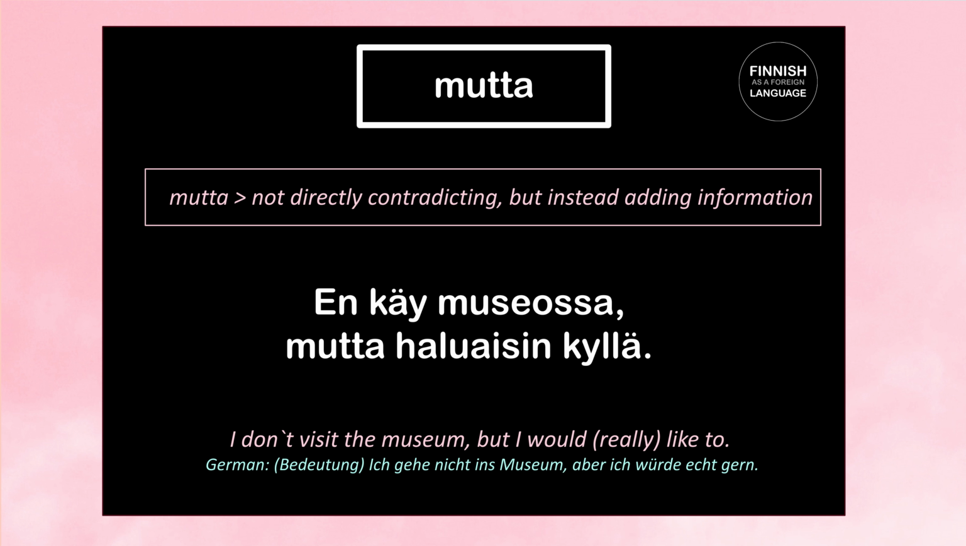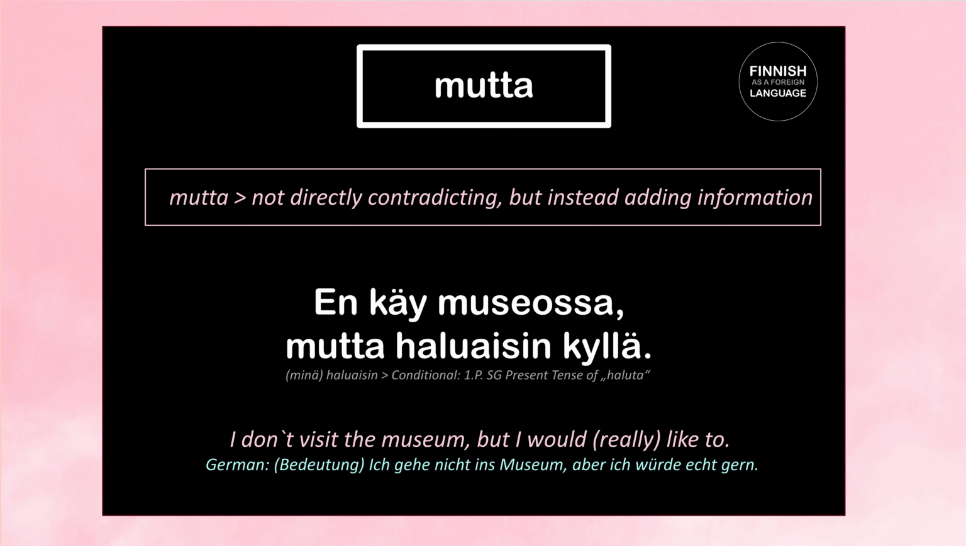Let's have another example. En käy museossa, mutta haluaisin kyllä means I'm not visiting the museum, but I would really like to. So here, en käy museossa, which means I'm not visiting the museum, is a negative statement that gets followed by the conjunction mutta, which means but, in order to add some new additional information, which is that I would like to, expressed by haluaisin. Haluaisin, by the way, is the first person singular present tense of the verb haluta conditional mood. So let's repeat. En käy museossa, mutta haluaisin kyllä means I'm not visiting the museum, but I would really like to.